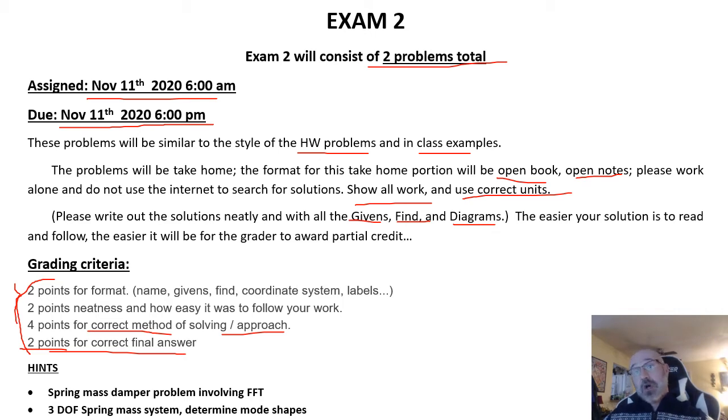Hints. This could be anything from chapter 6 up to chapter 10 here, but one of the problems will be a spring mass damper problem involving your FFT, and the other will be a 3 degree of freedom spring mass system where you're asked to determine your mode shape. So that's what areas you can focus your studying on between now and next Wednesday.